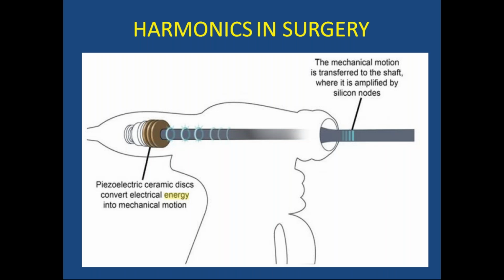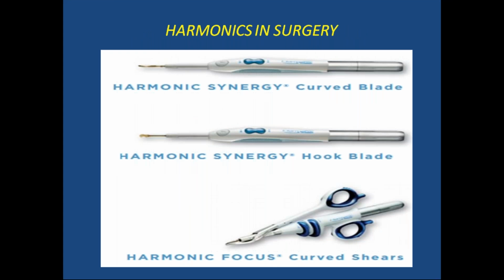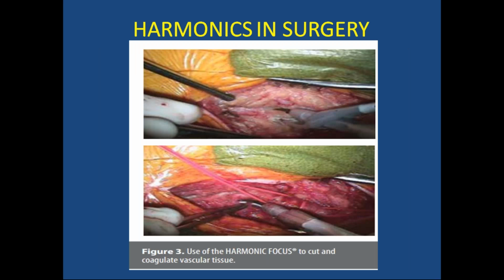Okay, the harmonics in surgery. The mechanical motion is transferred to the shaft, where it is amplified, and the piezoelectric ceramic discs convert electrical energy into mechanical motion. So this is the harmonic that is used in surgery. The types of harmonic are the curved blade, hook blade, and curved shears. Generally we use harmonic in case of bowel, and also in case of excessive bleeding sites, we go for harmonic.